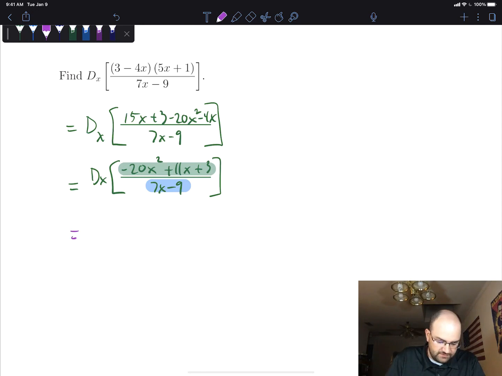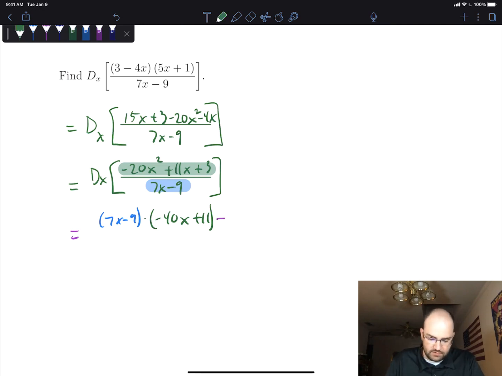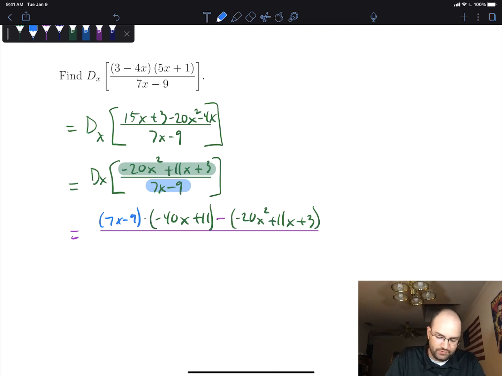And the v, or the denominator, or the bottom, will be 7x minus 9. Alrighty, so this is going to give me the bottom, 7x minus 9, times the derivative of the top, which would be negative 40x plus 11, and then minus the top, negative 20x squared plus 11x plus 3, and then all over, we still need to multiply by the derivative of the denominator, which is 7. And now all over the bottom squared.